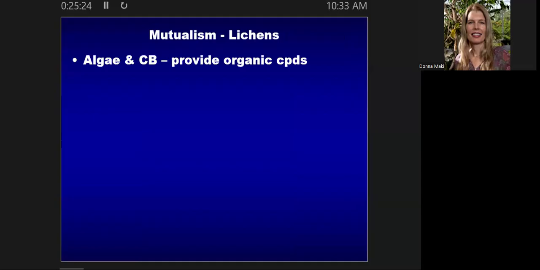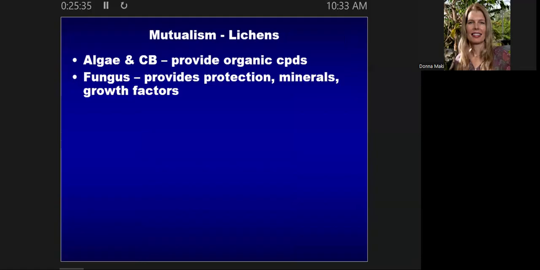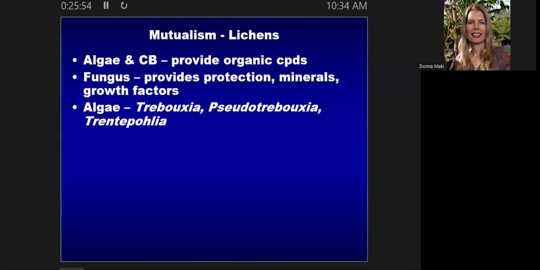So mutualism, in the sense that the photosynthetic organisms are definitely providing carbohydrates to the fungus, which of course the fungus needs. And then the fungus seems to provide a lot of protection, because the algae and cyanobacteria are mixed in with the hyphae in that tissue-like organization. The fungus is really good at breaking down rock material and solubilizing minerals off of that, giving growth factors to the photosynthetic organisms. And so it's definitely a win-win.